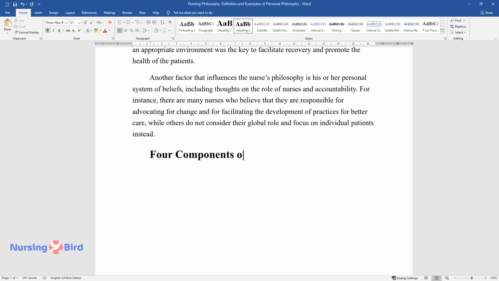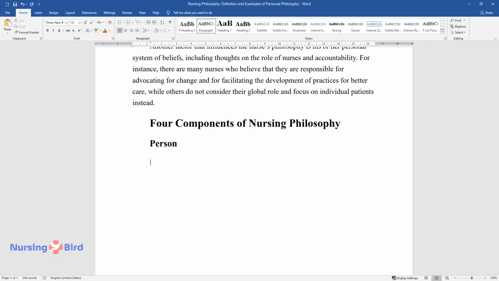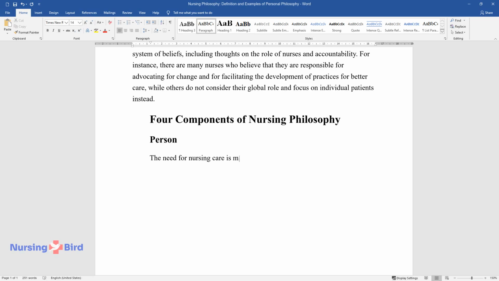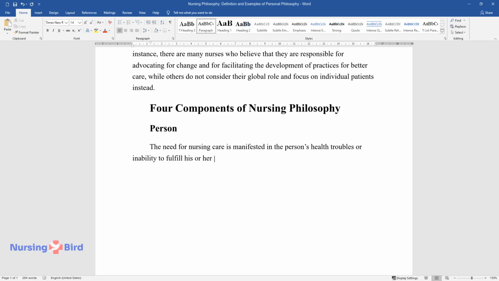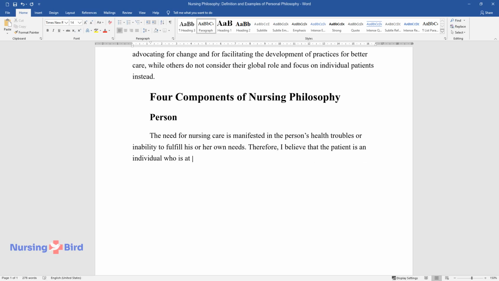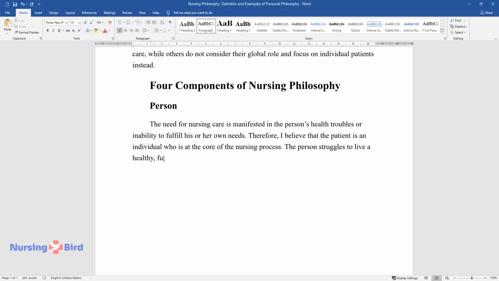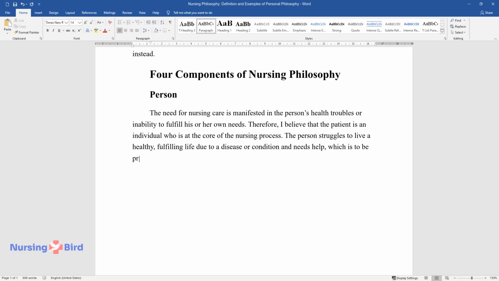Four components of nursing philosophy. Person. The need for nursing care is manifested in the person's health troubles or inability to fulfill his or her own needs. Therefore, I believe that the patient is an individual who is at the core of the nursing process. The person struggles to live a healthy, fulfilling life due to a disease or condition and needs help, which is to be provided by the nurse.